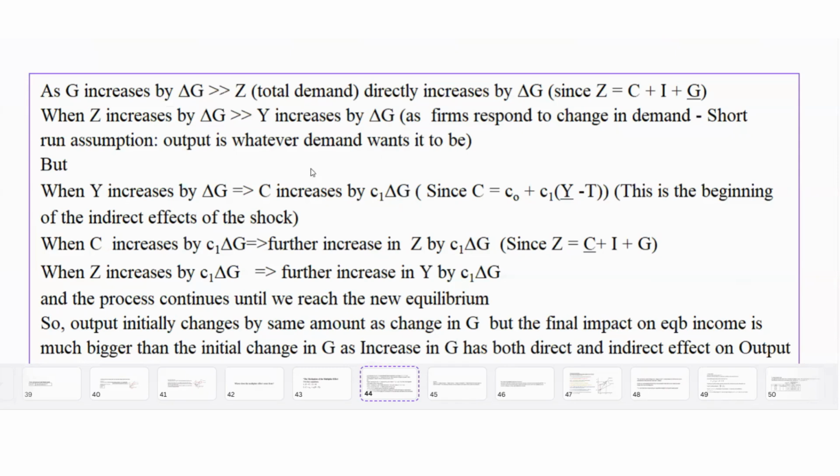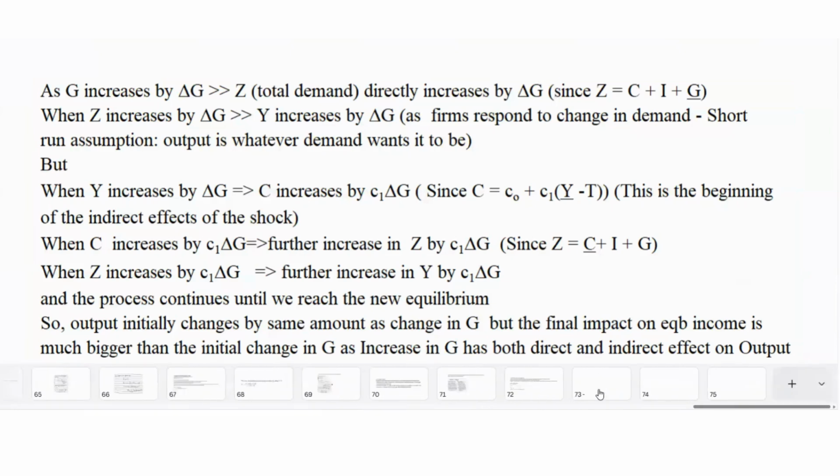So the reason the multiplier effect existed here was because C was a function of Y. So when Y went up, the result did not stop there. The increase in Y increased C, which further increased demand and Y, and this process went on until we reached the equilibrium. So in addition to the direct effect of the shock, we had indirect effects because C is a function of Y. When Y increases, that increases C, which further increases Y, and this keeps on going until we reach the equilibrium.